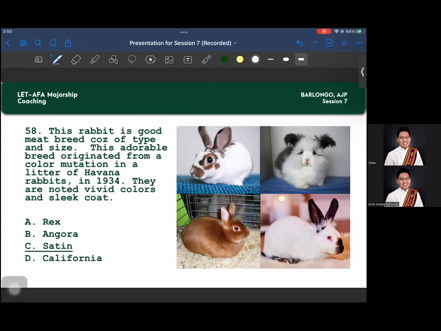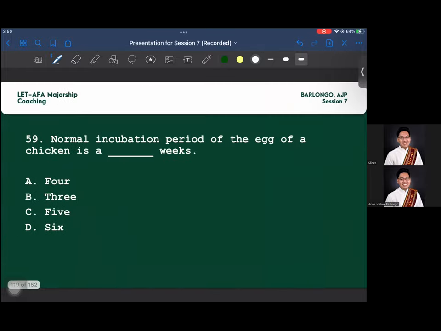So before we move on to number 59, and I think we're about to finish in a few minutes, let's have a 5-minute break for you to digest the information presented to you.